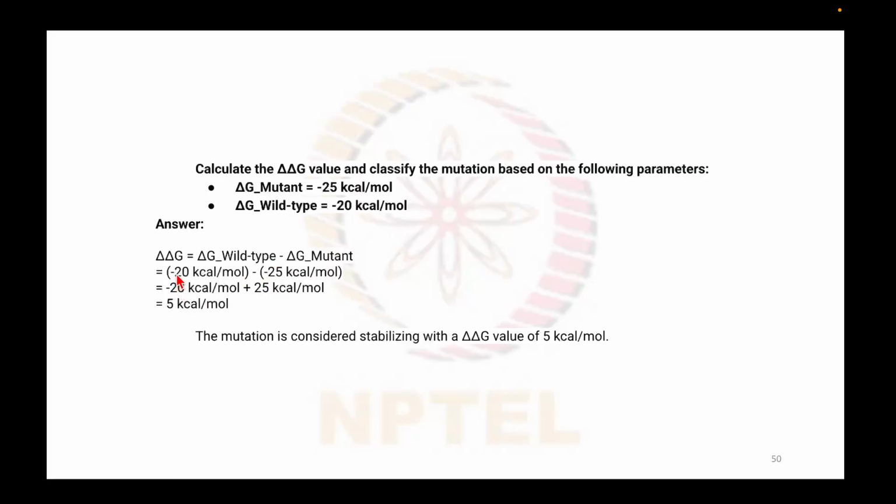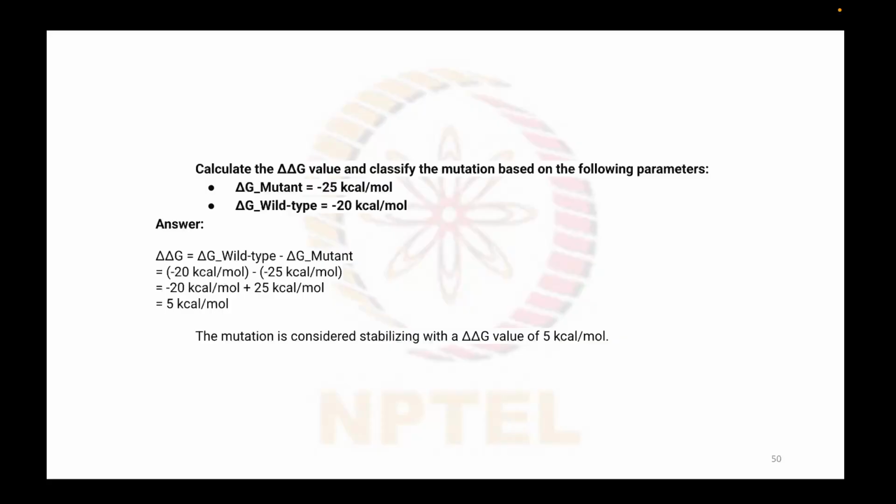If your delta G values are negative, wild minus mutant is to be preferred. If your delta G values are positive, mutant minus wild type should be preferred. Do make a note of this, and that's all for today. If there are any other questions, I can take them. Yes, please.